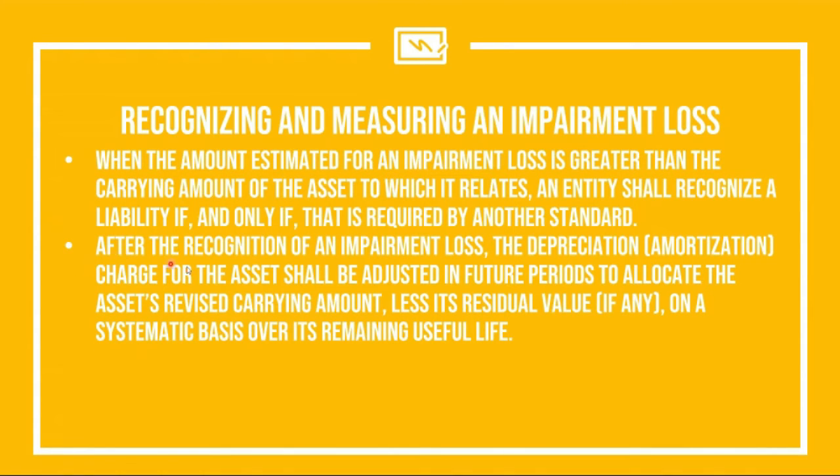Then, after the recognition of an impairment loss, the depreciation or amortization charge for the asset shall be adjusted in future periods to allocate the asset's revised carrying amount less its residual value on a systematic basis over its remaining useful life. So, to make it simpler, because you already have a new carrying amount which is based on the recoverable amount, your depreciation or amortization charge will also be different because your depreciation or amortization base has also changed.